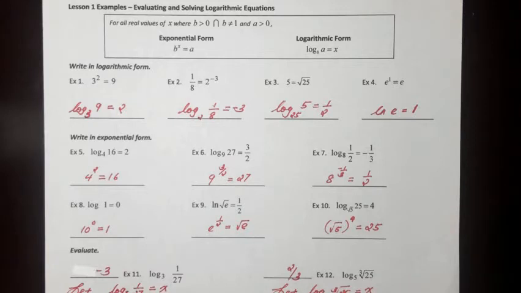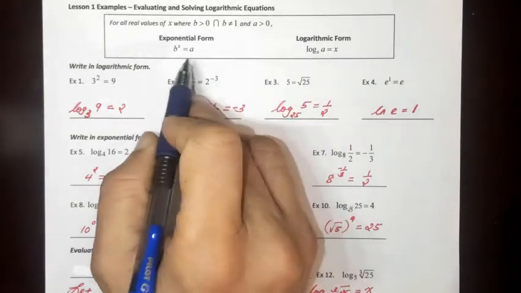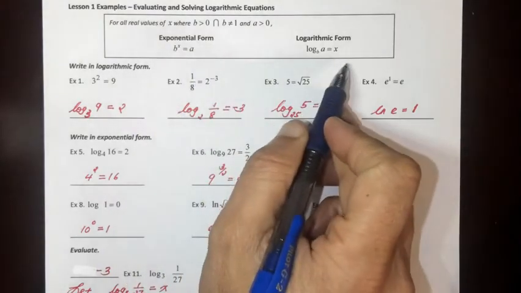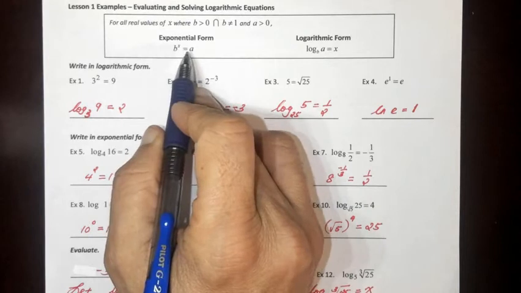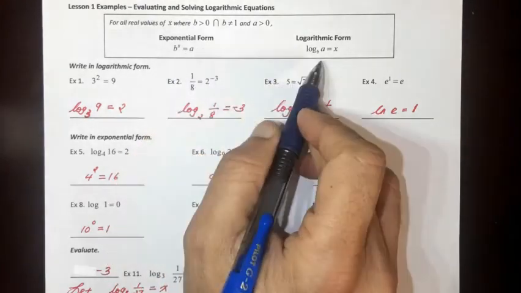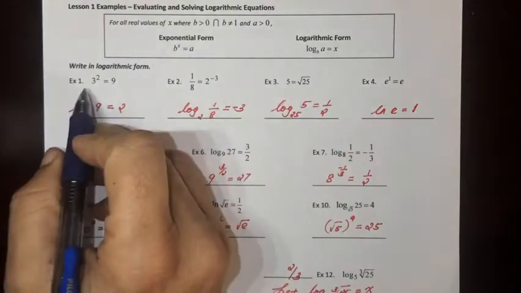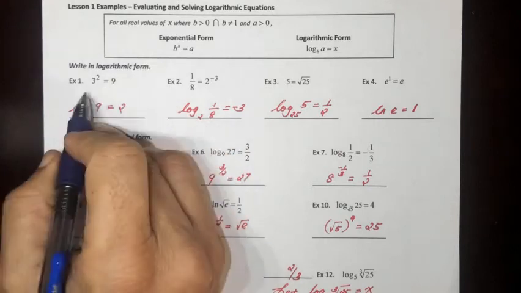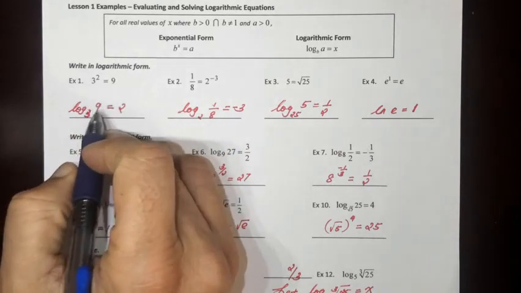Evaluating and solving logarithmic equations. Before we start, let's go back and check this again. The exponential and logarithmic form and conversion between those two: b to the power of x is equal to a, and log a to the base of b is equal to x. Let's do a few examples. Write in log form. 3 to the power of 2 is equal to 9. How do you rewrite this one in log form?